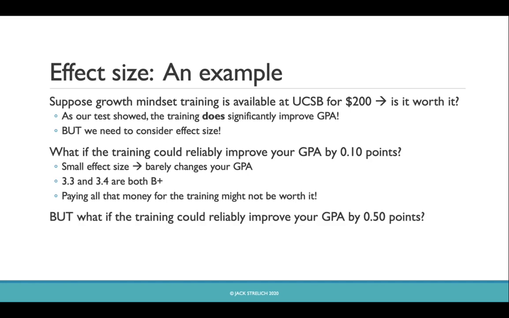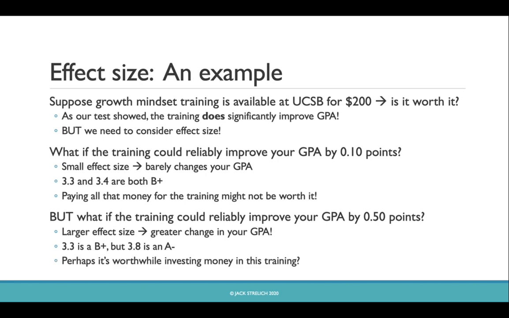But what if the training could reliably improve your GPA by 0.5 points? This is a larger effect size, and thus a greater change in your GPA. For example, a 3.3 is a B+, but boosting that by 0.5 points to a 3.8 is an A-. So if this were the case, then maybe it would be worthwhile to invest money in this training.